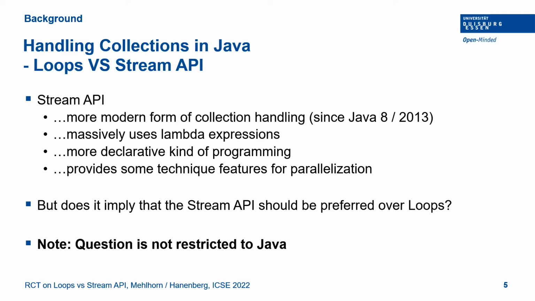And from our perspective, this question is not restricted to Java. We find other programming languages that evolved in a very similar way, where lambda expressions were introduced and where we find APIs in order to handle collections in a more declarative way. And here the question is also, is this the better way of handling collections?